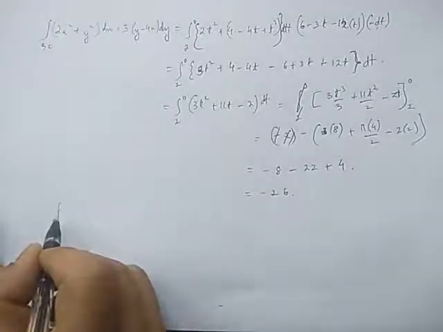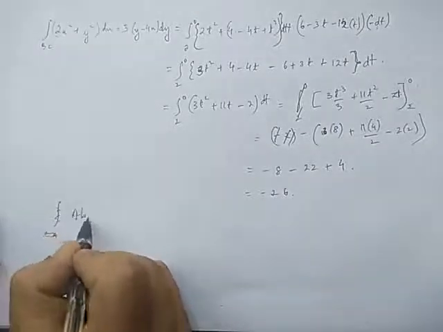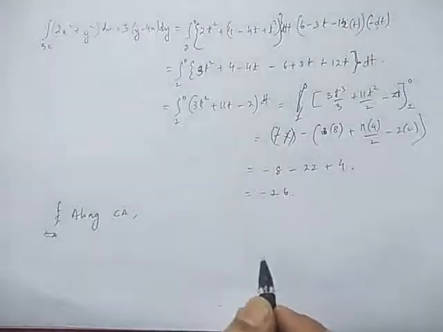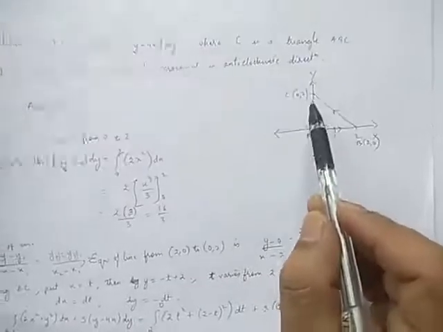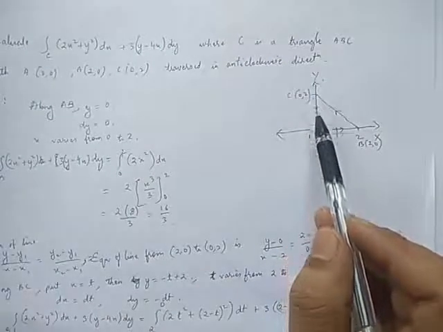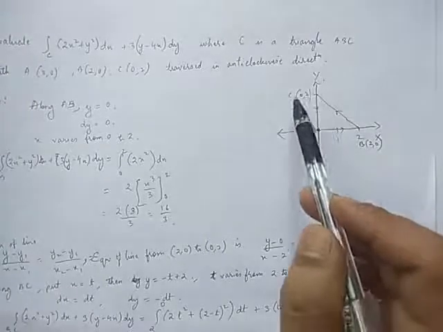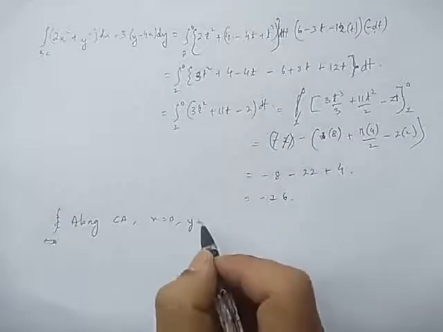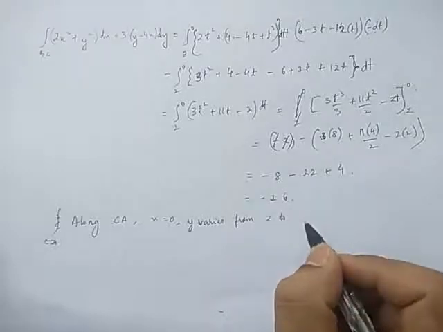And now along CA, let's write along CA first. Along CA, I go from 0 2 to 0 0. So my y varies from 2 to 0. My x remains constant as 0. So along CA, x is equal to 0 and y varies from 2 to 0.